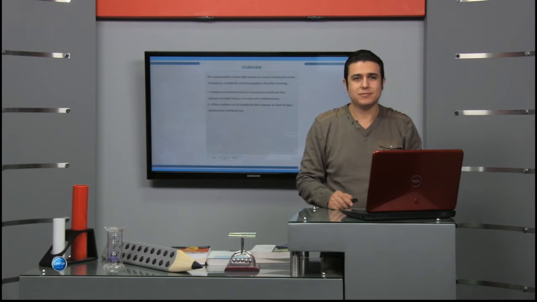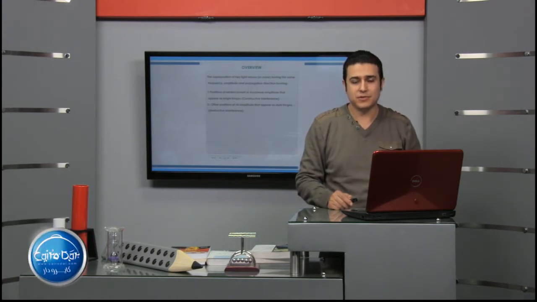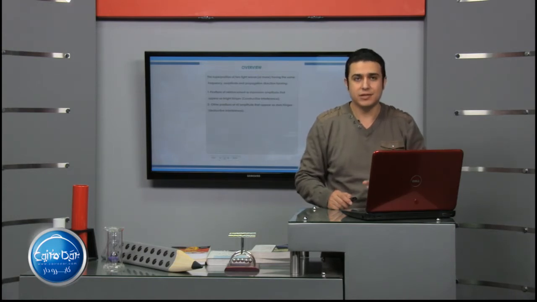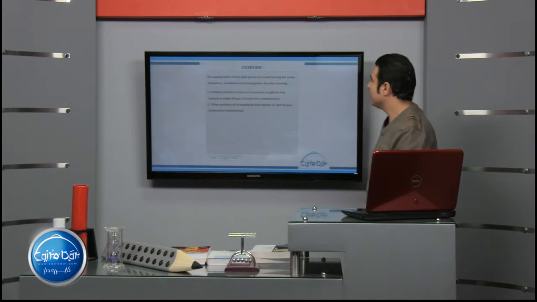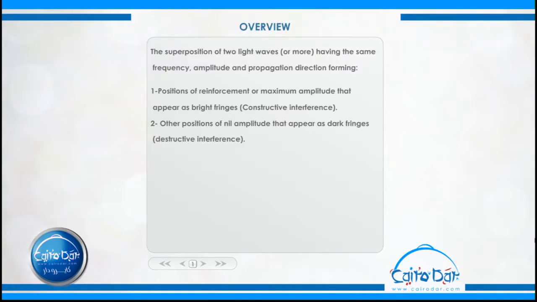Welcome in Cairo. Today we are going to continue our properties for light. Let's start with light interference. Here, the superposition of two light waves.